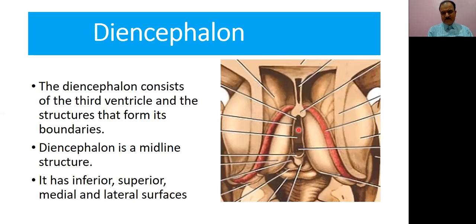This diencephalon is a midline structure consisting of two symmetrical halves. In between the two symmetrical halves lies this slit-like structure, which we call the third ventricle. It has inferior, superior, medial and lateral borders. The diencephalon has an inferior surface, a superior surface, a medial surface, and this is the lateral surface.